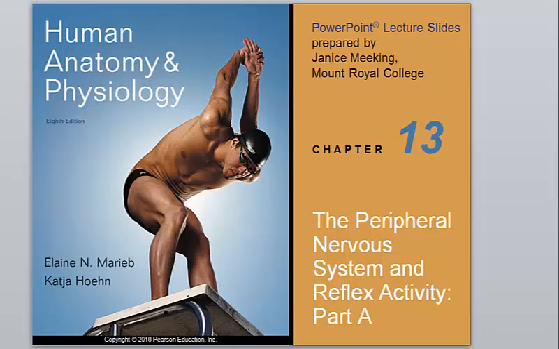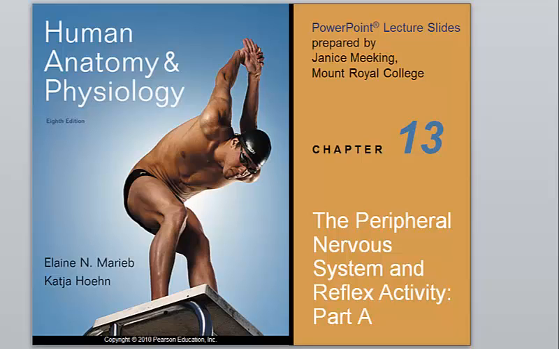Remember, peripheral nerves are of two types, one originating from the brain and the other one originating from your spinal cord. The ones originating from your brain are called cranial nerves, and the ones from the spinal cord are called spinal nerves. So we're going to talk about both of them.